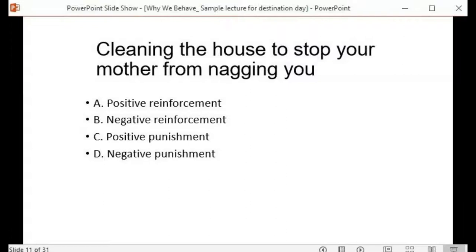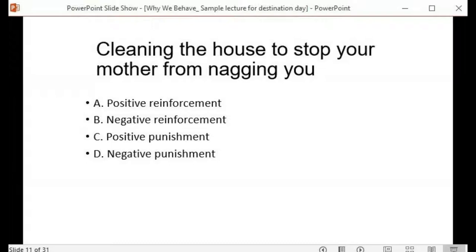Okay, so which one is this? You can either write A, B, C, or D in the chat, or just write positive reinforcement, negative reinforcement, positive punishment, negative punishment. So if you clean the house to stop your mother from nagging you. Somebody wrote B. Let's hear some more. I hear lots of B's, and I hear a D. So I hear mostly B's and one negative punishment and one D.